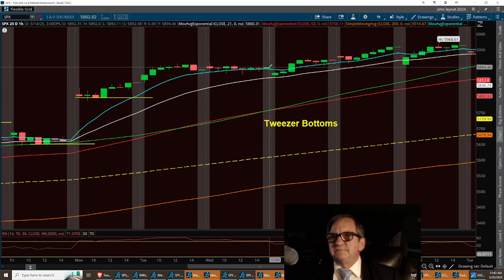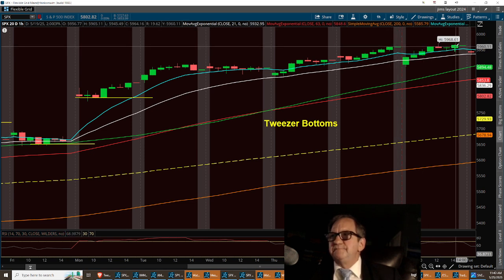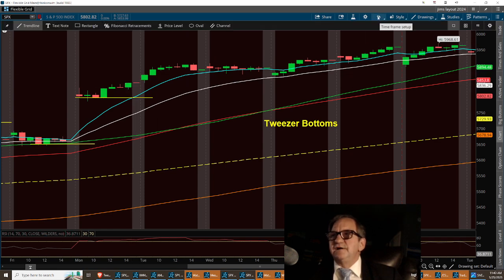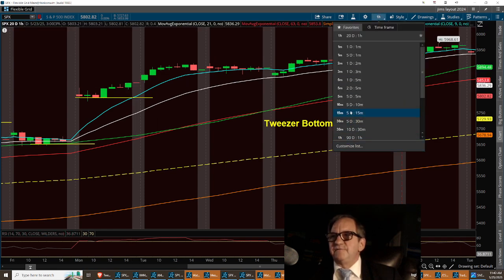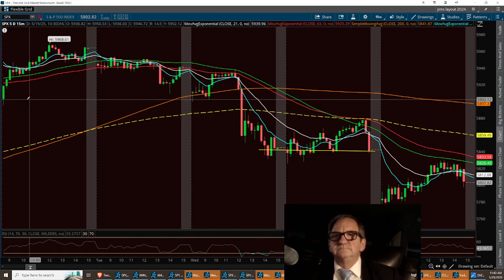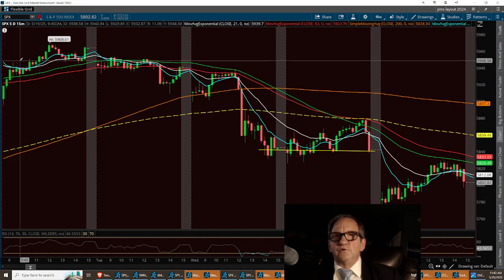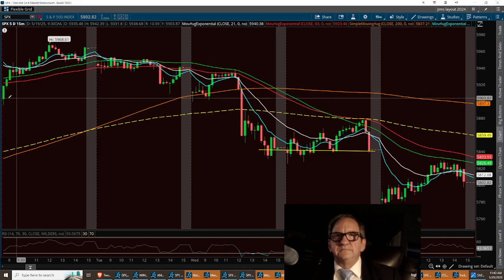Tweezer top, kind of consolidated to the right. Tweezer top, tweezer bottom, runs all the way up to a tweezer top. Get out of the trade right before close. Tweezer top, and she consolidated the rest of the day. So you're looking at maybe a 15-minute time frame. And so you're watching a 15-minute time frame.